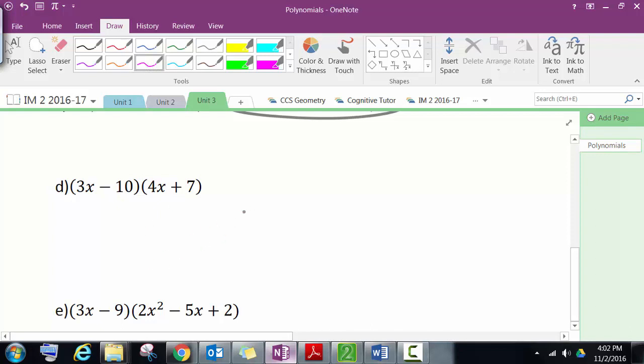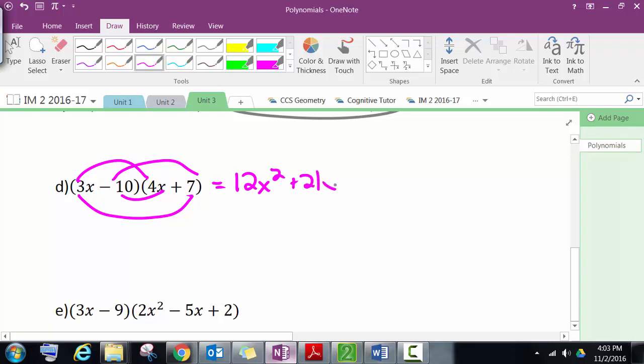Then letter D, we have 2 times 2. We can do the box, FOIL, binomial, bunch of different things. I'm going to do FOIL here. And we've done this before again. 3x squared times 4x, 3x times 4x is 12x squared. 3x times 7 is 21x. Negative 10 times 4x is negative 40x. And negative 10 times 7 is negative 70.